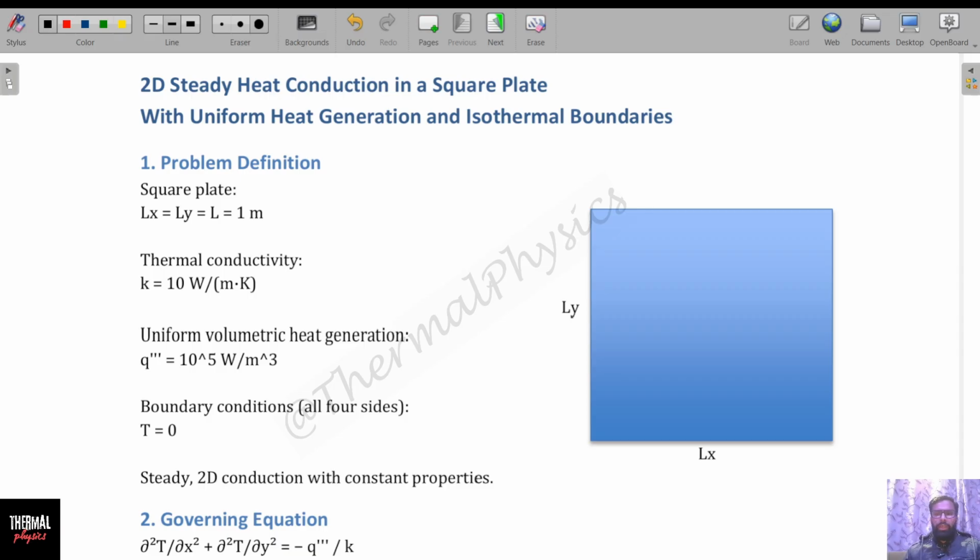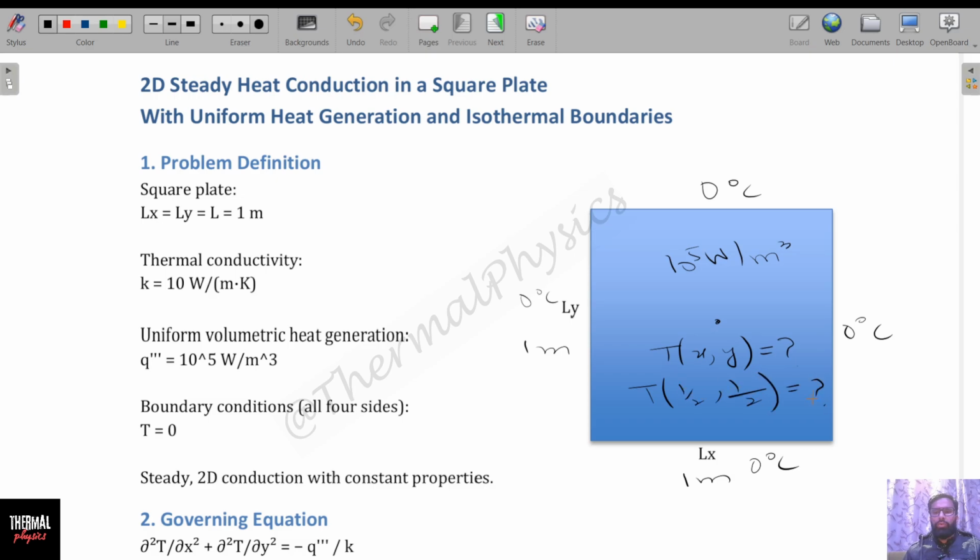So we will have a rectangular plate here, and all of its boundaries are kept at 0 degrees Celsius, and the whole domain is generating heat at a rate of 10 to the power 5 watt per meter cube, and we have to find the temperature at this middle location x, y. In the problem the width is 1 meter and the height is also 1 meter, so we have to find the temperature at the location 1/2, 1/2.